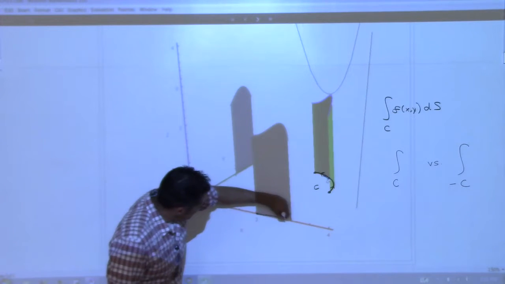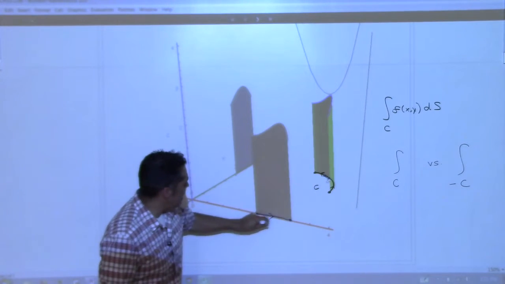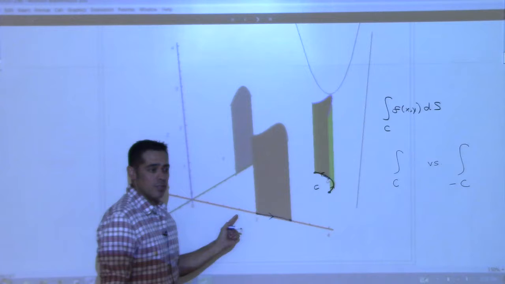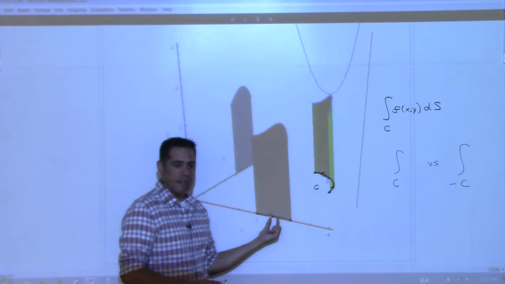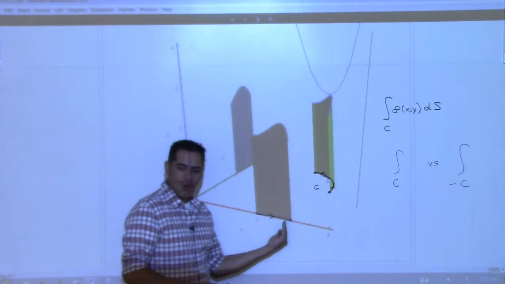But what if we do it with respect to x? Then what we're doing is we're either moving in this direction or we're moving in the other direction. So if we move in this direction, the width is going to be the right endpoint minus the left endpoint.